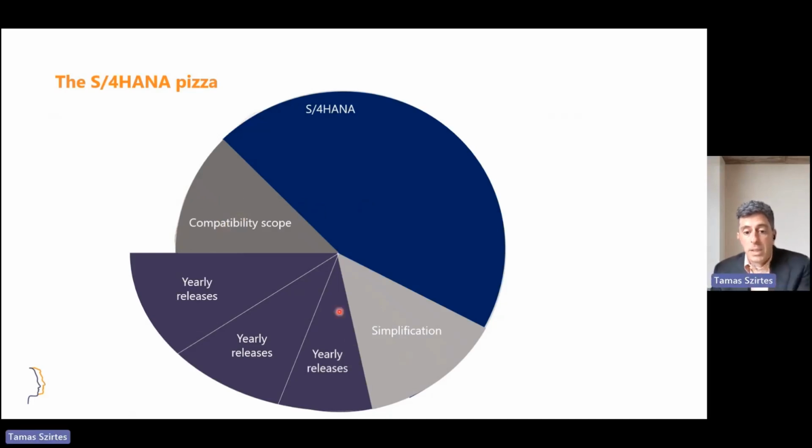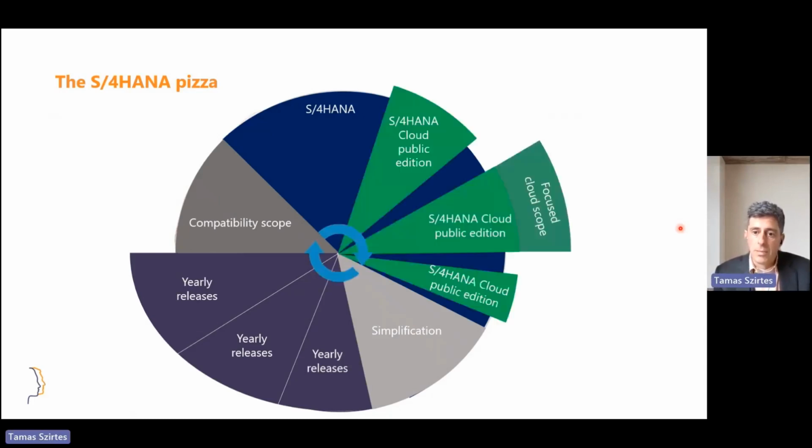And then we have yearly releases. So in an on-prem world, each year there is a new release. So this pizza is actually growing each year. So this is an on-prem pizza. And now we look into the public cloud and explain why it's not a full pizza. I picture it with pizza slices. So in the public cloud, you don't have the full pizza, only some slices, so not everything is there.